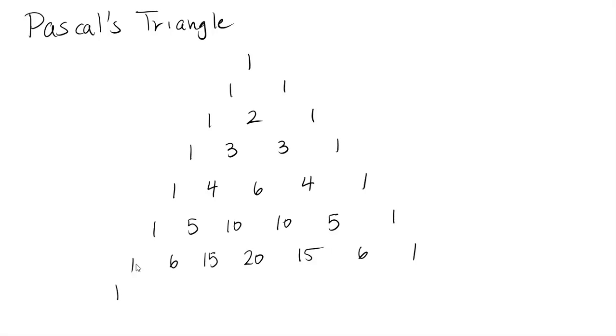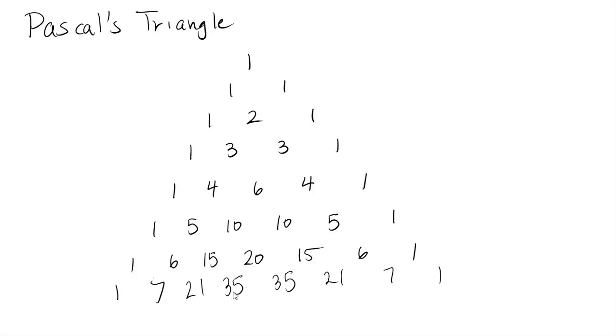We put a 1 on the edge. 1 plus 6 is 7. 6 plus 15 is 21. 15 plus 20 is 35. 20 plus 15 is 35. 15 plus 6 is 21. 6 plus 1 is 7, and then a 1 on the edge. So this is 7 choose 0, this is 7 choose 1, this is 7 choose 2, this is 7 choose 3. Let me stop here and prove that to you.